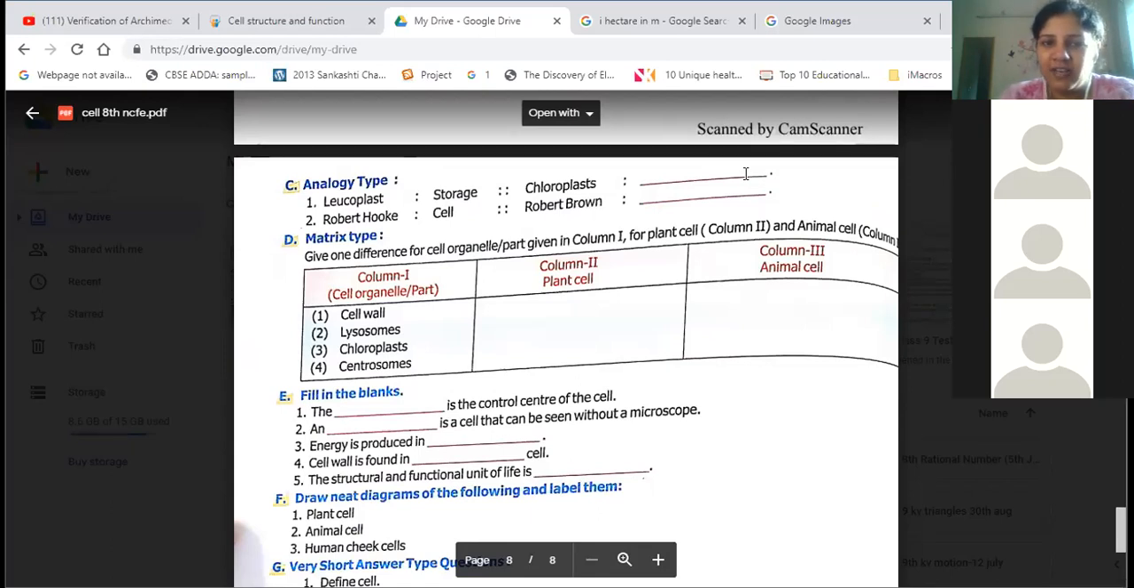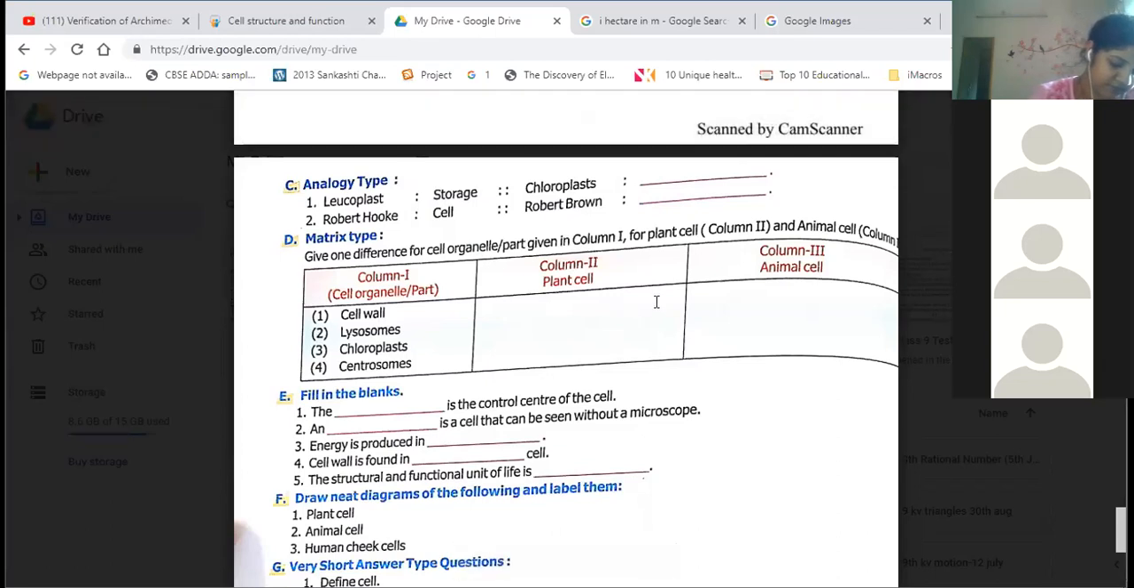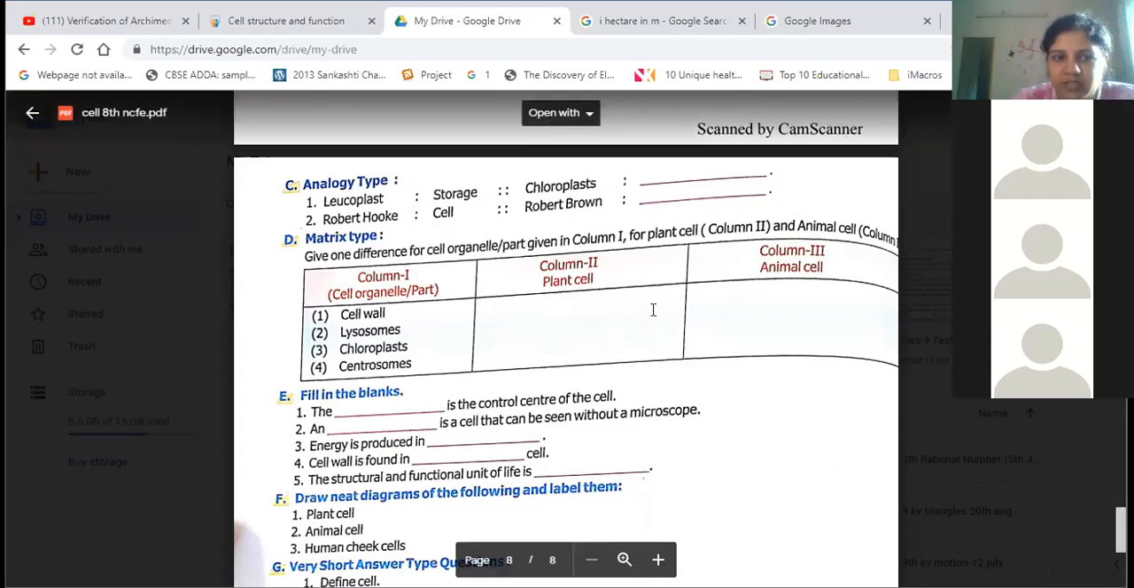Now the difference between the cell organelles in column 1 for plant cell and animal cell; you have to write the difference. Cell wall is present or absent? In the plant cell it is present. In animals it is absent.